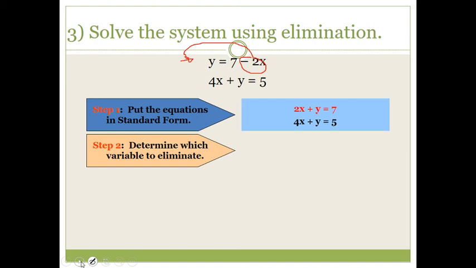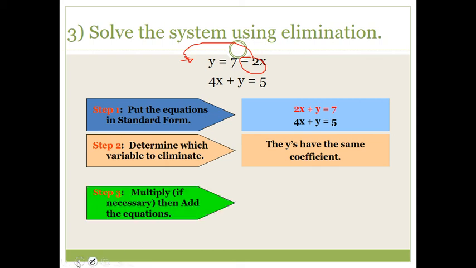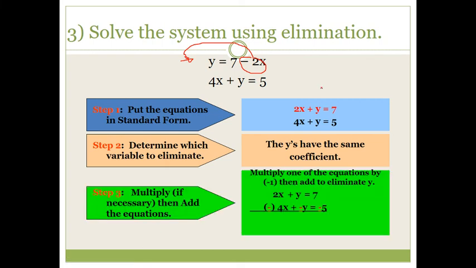You know, I want to see like a minus 2x and a plus 2x, or a minus y and a plus y. Well, we're pretty close. Look, we both have positive 1y in both equations. All right, so since the y's have the same coefficient, all I need to do is pick one of them to multiply by negative 1.